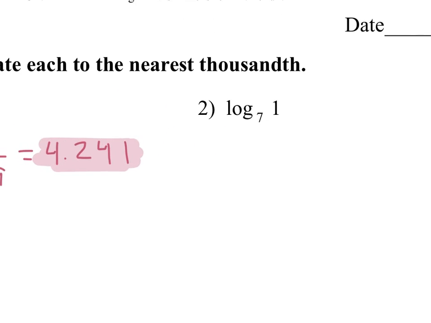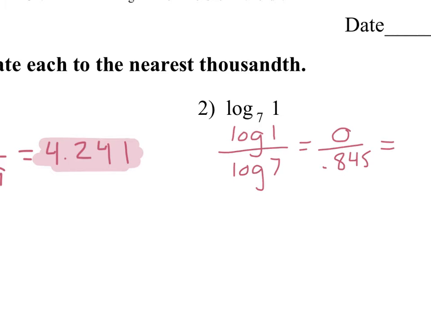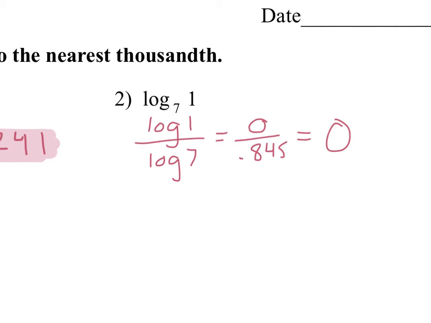Now for number 2. We use our change of base formula, so we have log of 1 over log of 7. Log of 1, if we put that into our calculator, that would be 0. So it doesn't even matter what the log of 7 is, because 0 divided by anything is going to be 0. The log of 7 is 0.845. 0 divided by anything is just 0. So our answer for number 2 is 0.